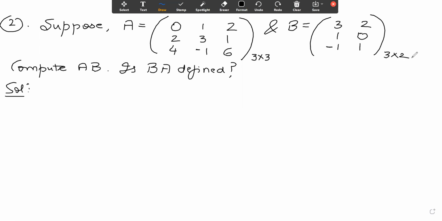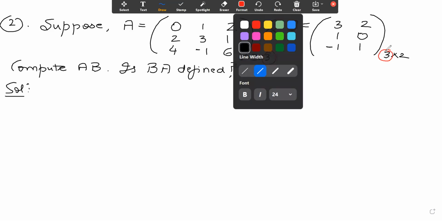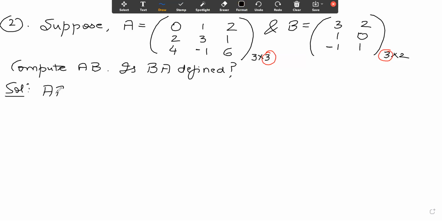So is the product AB defined? Yes, because this 3 is same as this 3. And the resulting matrix will be 3 cross 2. So if we quickly find it, guys, what will AB be? Now we can quickly do it orally. 0 into 3 plus 1 into 1 plus 2 into minus 1. What does it come out to? Minus 1. 0 into 2 plus 1 into 0 plus 2 into 1 comes out as 2.